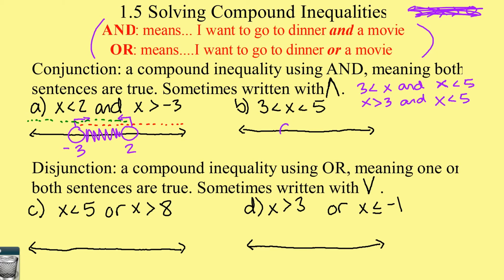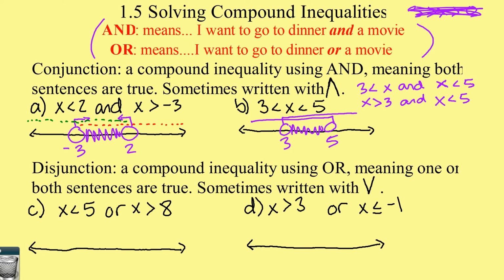Now we have two important numbers, 3 and 5. We want everything bigger than 3 and less than 5, so to the right of 3 and to the left of 5. And the only spot they overlap is right there.